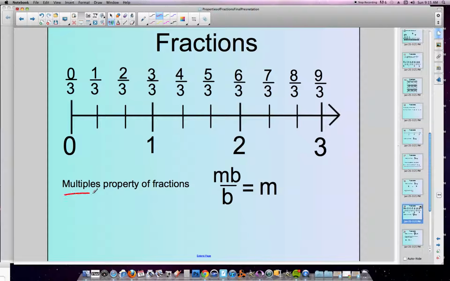Now the multiples property of fractions is going to be sort of the backbone of a lot of what we're doing over the next couple days. And it's what we were talking about, that any multiple of b over b is just going to be that multiple, right? What's the second multiple of 3? Well, 3 times 2 is 6. So if I've got 2 times 3 over 3, then that's just going to equal 2, right? We're saying that if we've subdivided this into thirds, and then we have 2 sets of 3, then that's just going to put us right at 2.